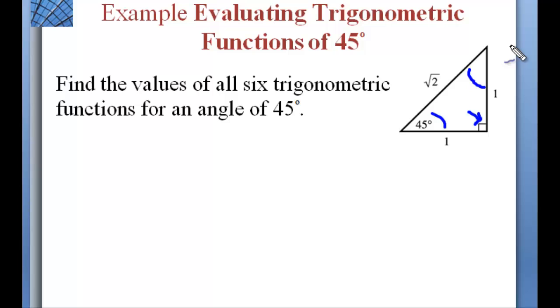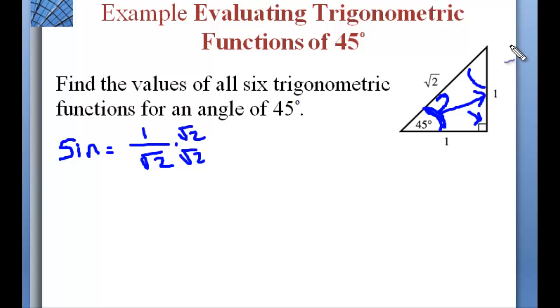So finding all 6 trig functions, we start with sine on the SOHCAHTOA. Sine is opposite over the hypotenuse. So we go to the 45 degrees, we go opposite, which is 1 over the hypotenuse, which is the square root of 2. We don't want to leave the square root of 2 in the bottom, so we multiply top and bottom by the square root of 2, so we get the square root of 2 over 2.